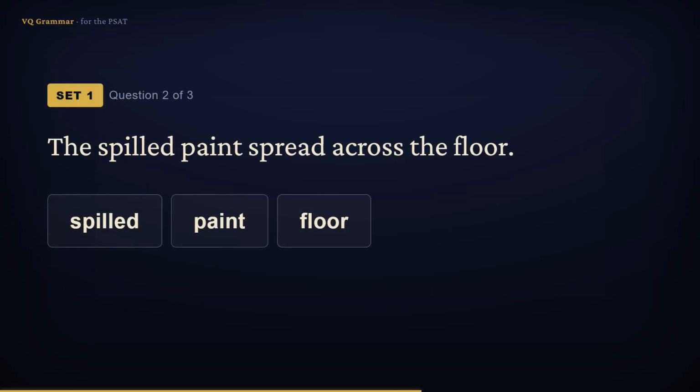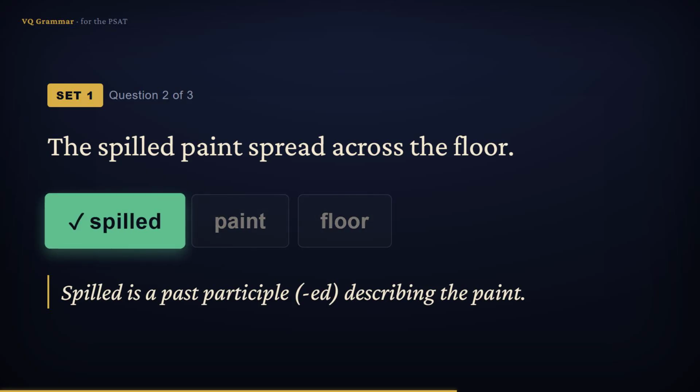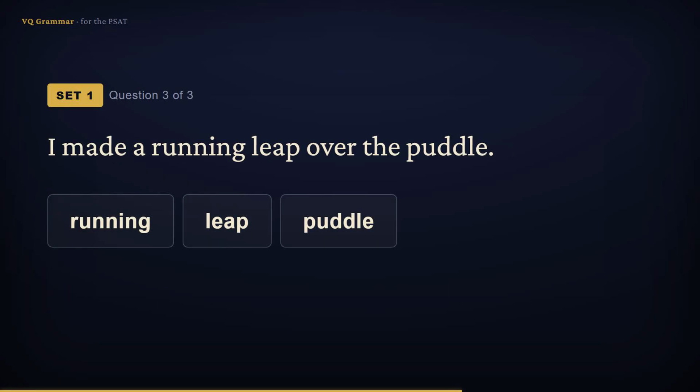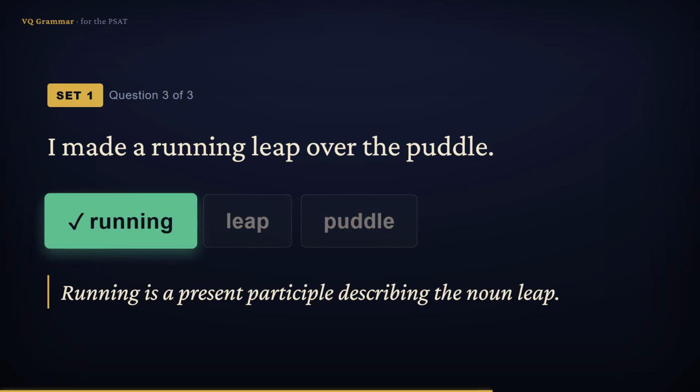The spilled paint spread across the floor. The main verb is spread, but spilled comes from the verb spill, and it's describing the paint. What kind of paint? That ed verb form acting as an adjective is the participle, so the answer is spilled. I made a running leap over the puddle. The verb in the sentence is made. Running comes from the verb run, and here it describes the leap. What kind of leap? A verb form describing a noun, so the answer is running.